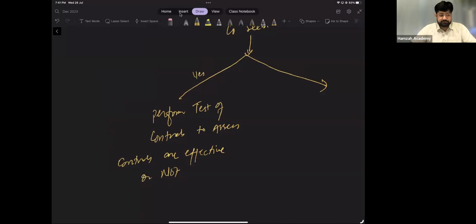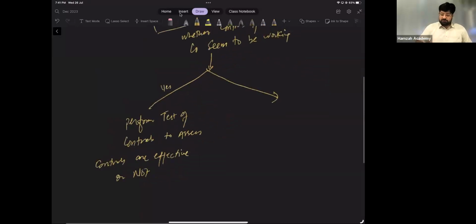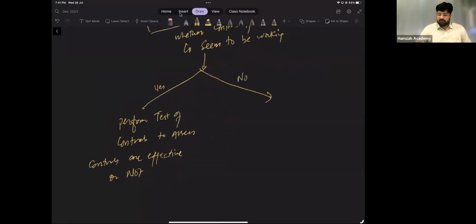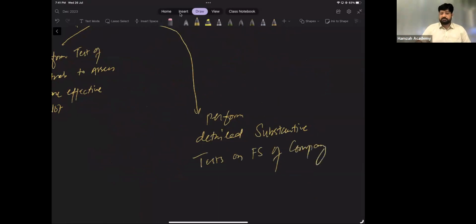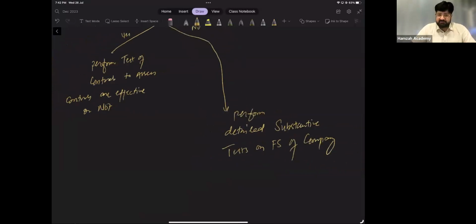And if controls don't seem to be working, it means the auditor will perform detailed substantive tests on the financial statements of the company. Substantive tests. I will be explaining this terminology; don't you worry. We have today's full lecture for all these things. Very important lecture today. So, detailed substantive testing.